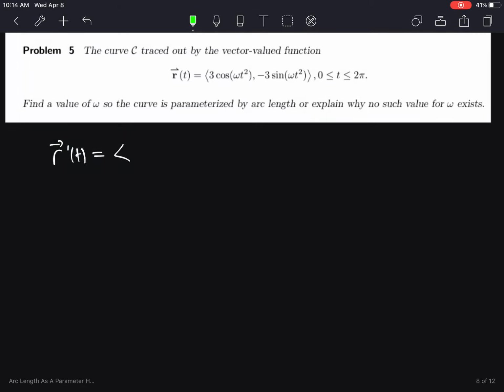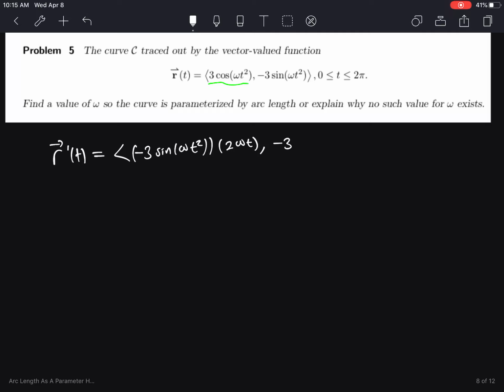Okay, so this coordinate is given by 3 cosine of omega t squared, and let's take its derivative. It's going to be minus 3 sine of omega t squared, and then because of the chain rule, we will multiply by the derivative of omega t squared, which is 2 omega t. We were taking the derivative of cosine, and the derivative of cosine is minus sine, so that's why it is minus 3 sine, multiplied by the derivative of the thing that is inside of the cosine.